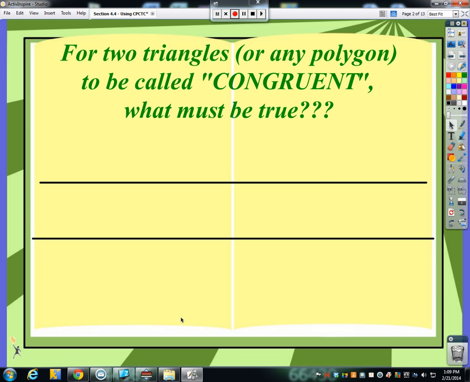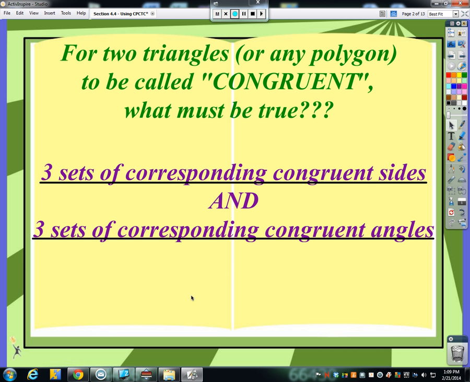Now, before I really tell you what CPCTC stands for, let's talk about what we know so far about congruent triangles. So for two triangles, or really any polygon, to be called congruent, two things had to be true. Number one, three sets of corresponding sides had to be congruent, and all three sets of angles had to be congruent. Now this only applies for triangles, where we're talking about three sets of sides and three sets of angles. But all the angles had to match up to be correspondingly congruent, and all the sides would have to match up to be correspondingly congruent.